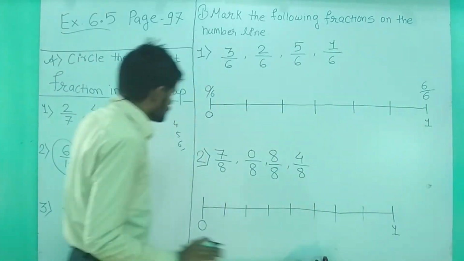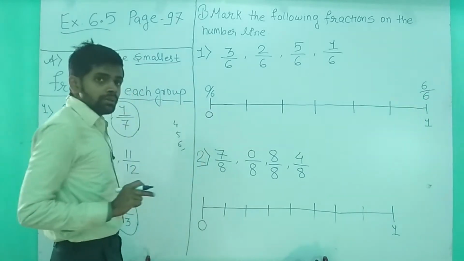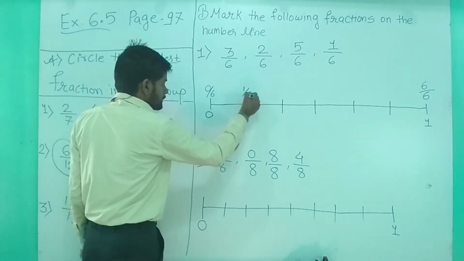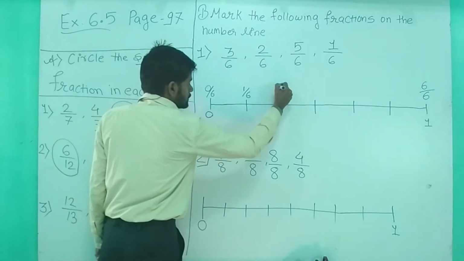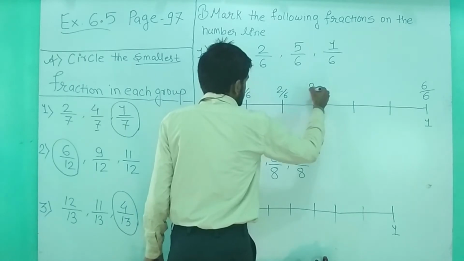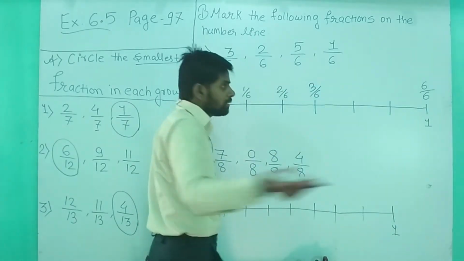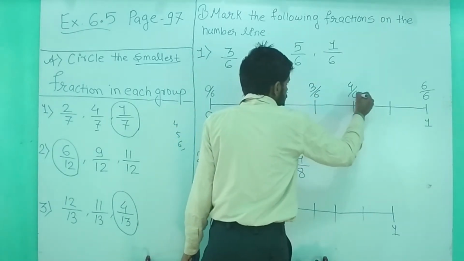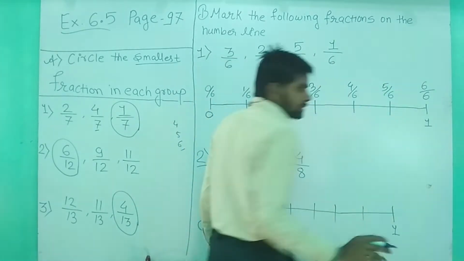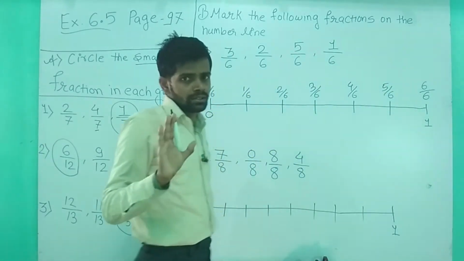Okay, very good. ये 0 by 6 हो गया. उसके बाद वाला क्या होगा? 1 part out of 6. 1 by 6. उसके बाद वाला 2 by 6. Next one 3 by 6. Then 4 by 6. Then 5 by 6. Then 6 by 6. Understood?